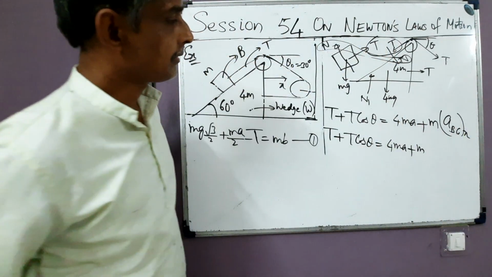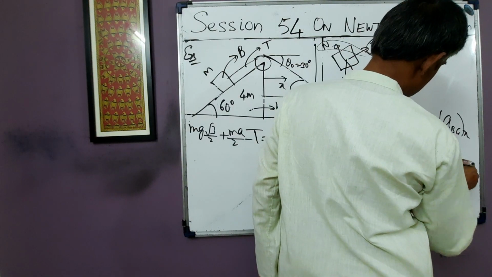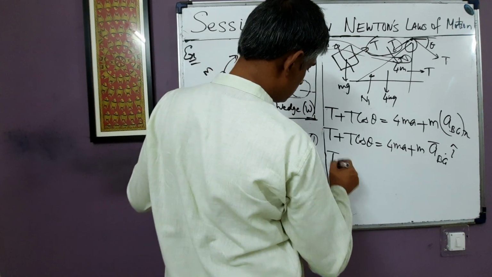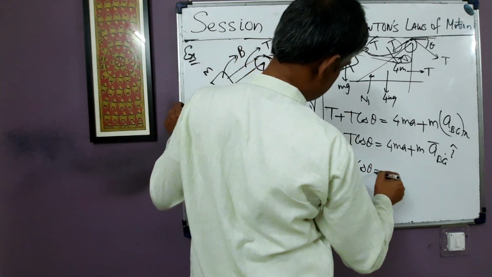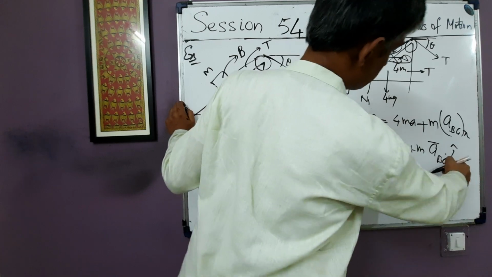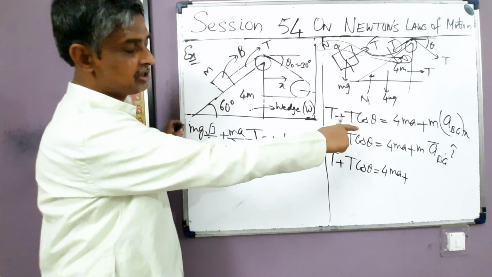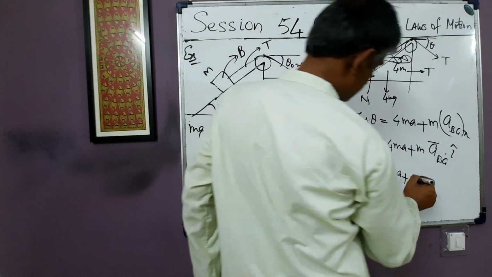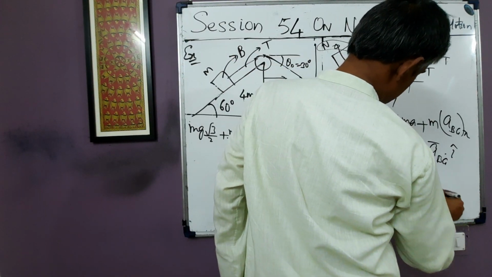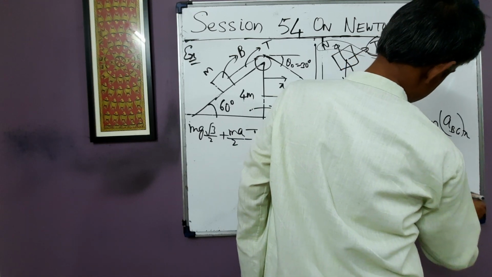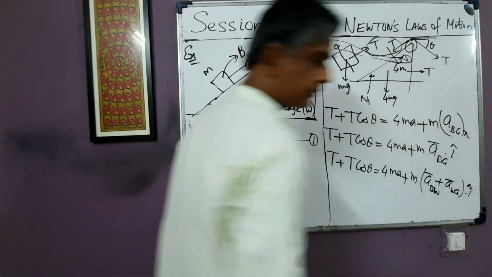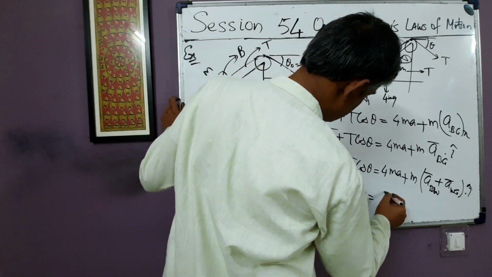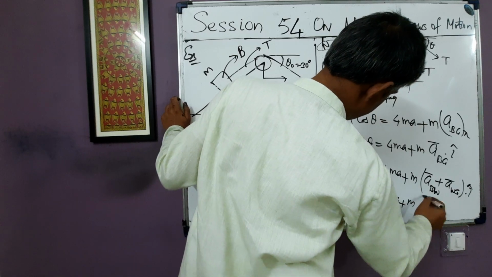Now how do you write this? ABGX will be written as what? ABG dot i hat. Alright. So it becomes T plus T cos theta. This i hat is the unit vector along x direction. ABG is the acceleration vector of block B with respect to ground. Now what do I write here? This I write as ABW, W for wedge, plus AWG dot i hat. Alright. So I write T plus T cos theta is equal to 4ma plus m times.